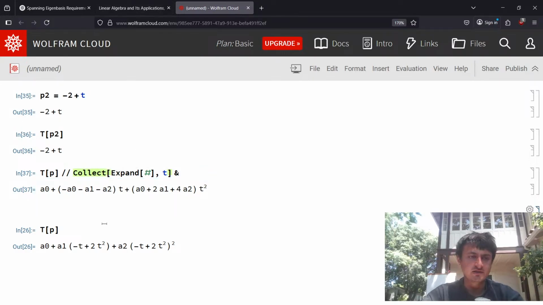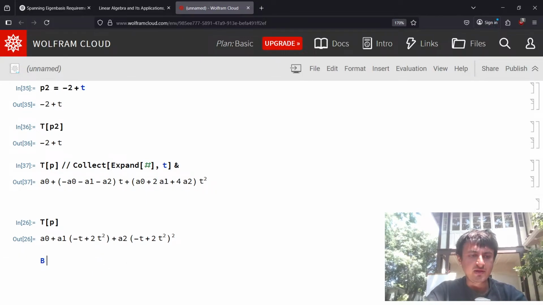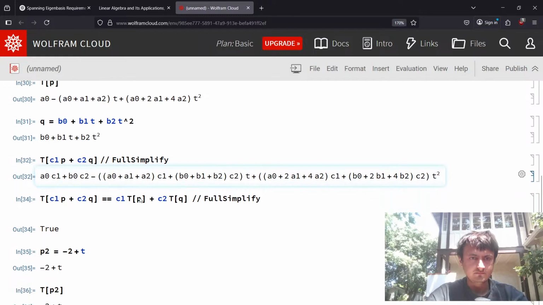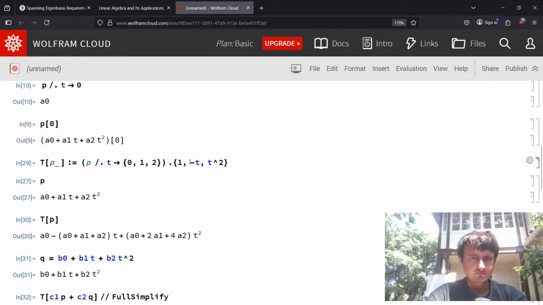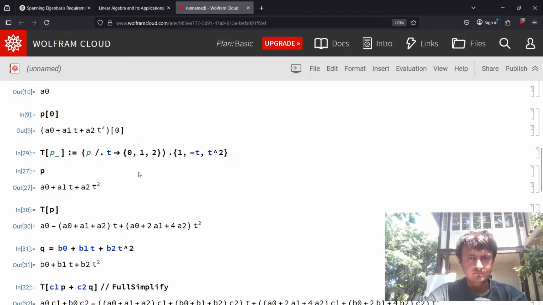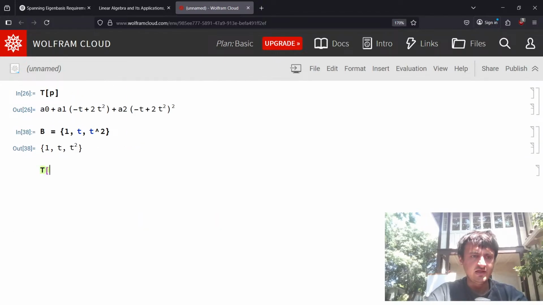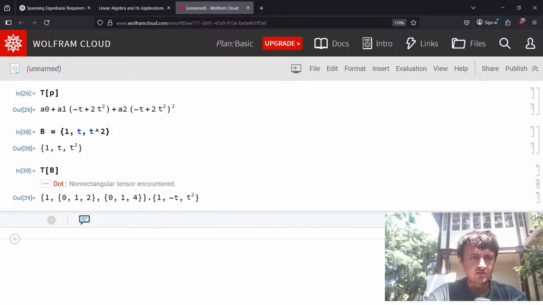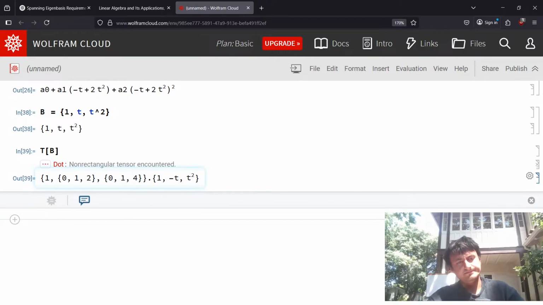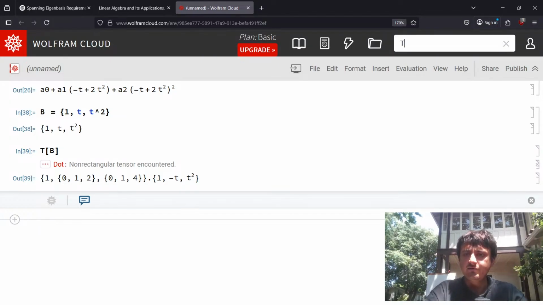What we need to do instead is write B equal to 1, t, t squared, then we did T of B. Is this going to work? How do we do this? Isn't there this thing called thread or something?